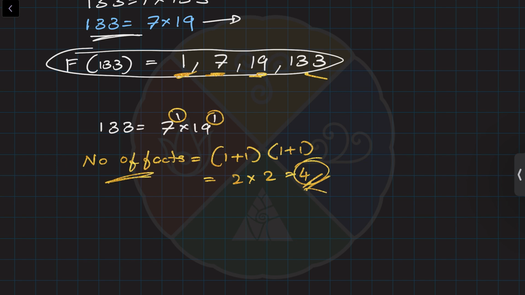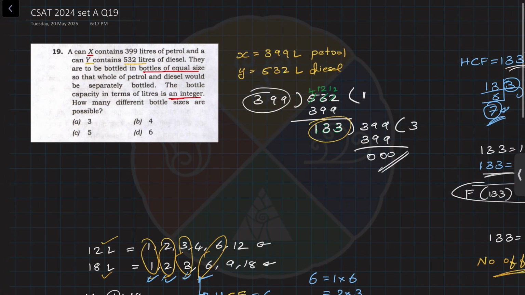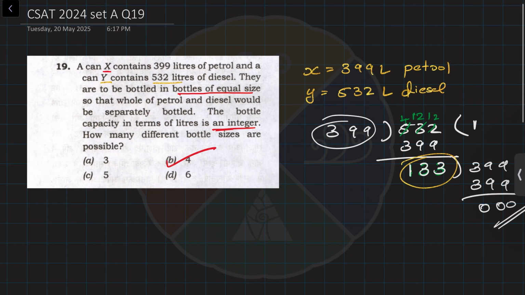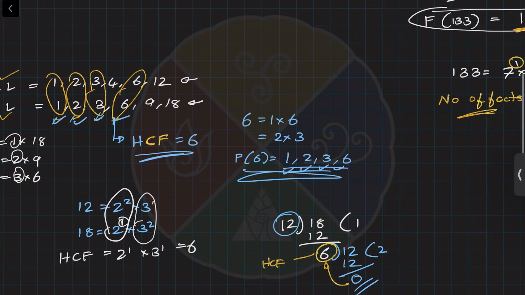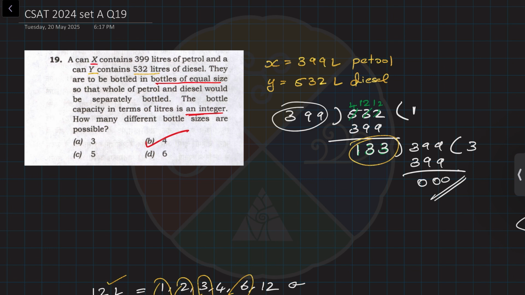So all these numbers 1, 7, 19 and 133 could be used as the capacity of bottles. So there are 4 possible bottle sizes. So the answer for this problem is option B, 4. Now again, that's it for this problem. This is an easy problem, if you know the principles.